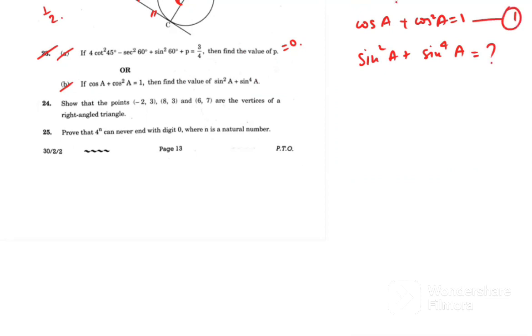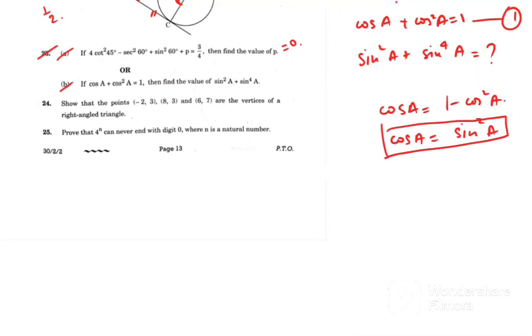Now from equation 1, can I write cos A is equal to 1 minus cos square A? And what is 1 minus cos square theta? Isn't it sin square theta? So I can write sin square A. Therefore, we have sin square A equal to cos A. Right? So now what we have to find is sin square plus this.